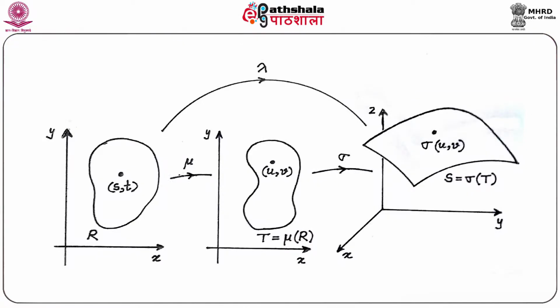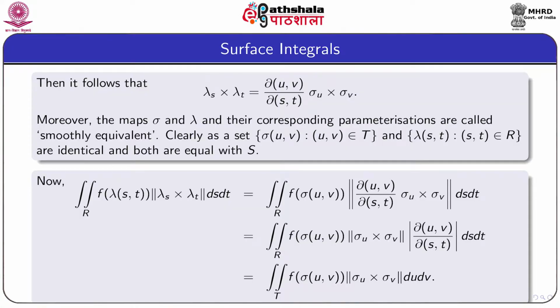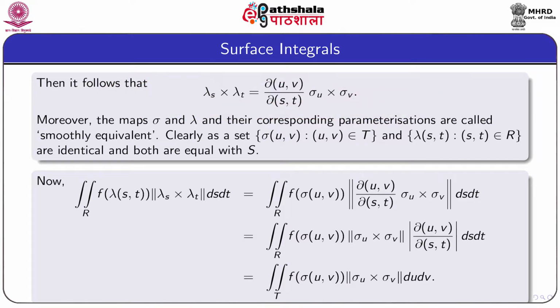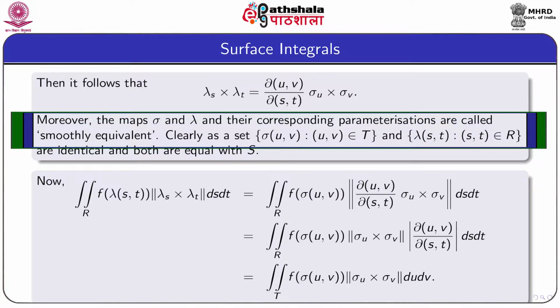We have shown this with the help of a diagram. Here R and T are two regions where T is equal to mu R, and sigma from T to S is a surface, and lambda is the composition of maps mu and then sigma. Then it follows that lambda s cross lambda t equals Jacobian del(u,v)/del(s,t) times sigma u cross sigma v. Moreover, the maps sigma and lambda and their corresponding parameterizations are called smoothly equivalent.